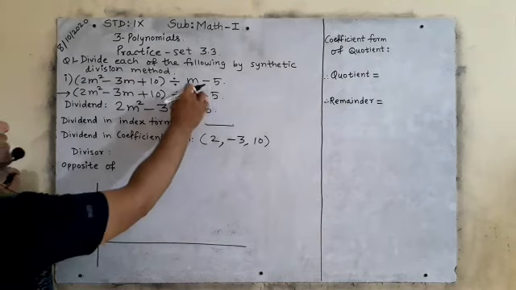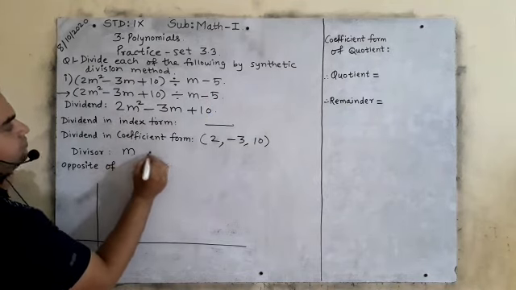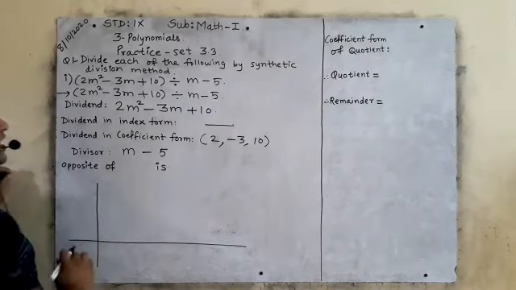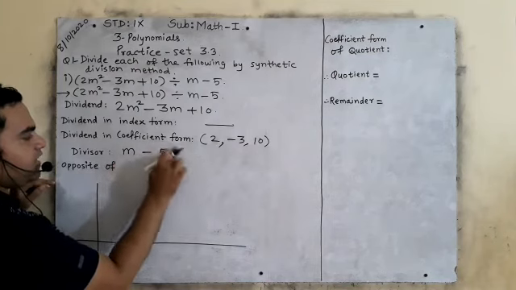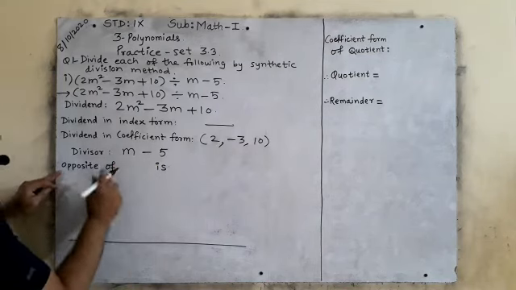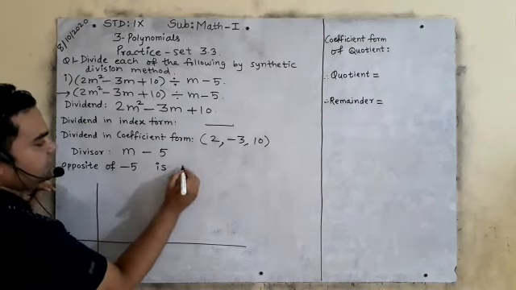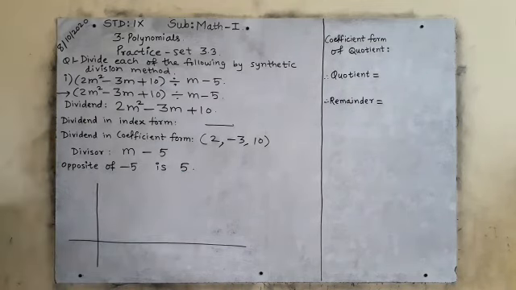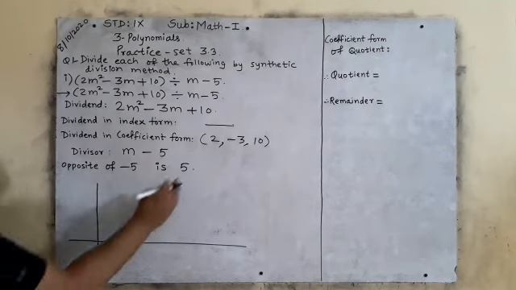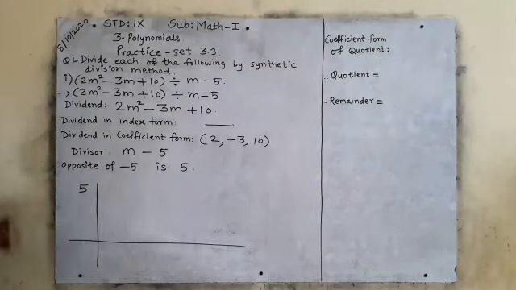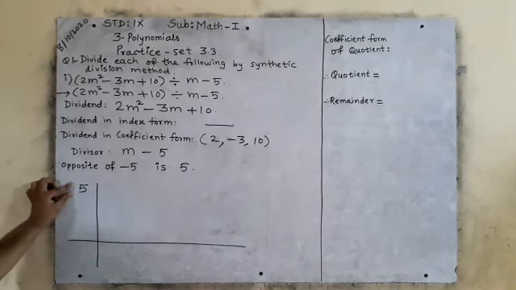Now you have to write the divisor here. Divisor is m minus 5. As I have said, whatever variable alongside number is there, it is minus 5. So you will write the opposite of minus 5, which is 5. Okay. Minus 5, opposite of minus 5 is 5. So that 5 you will write here.